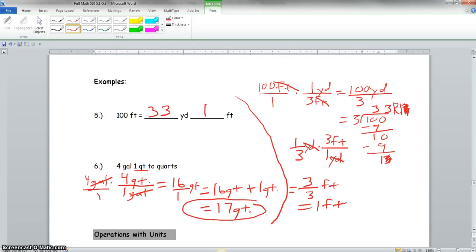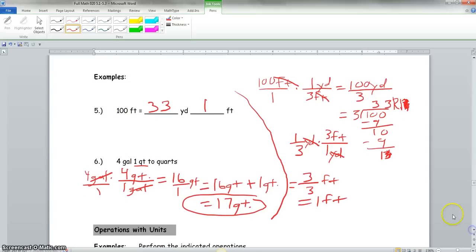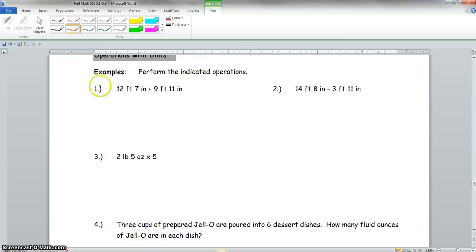Okay, now we scroll down here. Okay, we have operations with units. It says perform the indicated operations. So now we have an addition problem here. Let's first add or subtract before we do anything. 12 plus 9 is 21. And 7 plus 11 is 18. So it should be 21 feet, 18 inches. Now this is a little mistake here, so you don't have to write this.